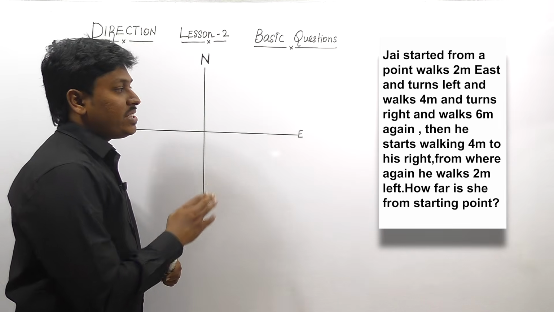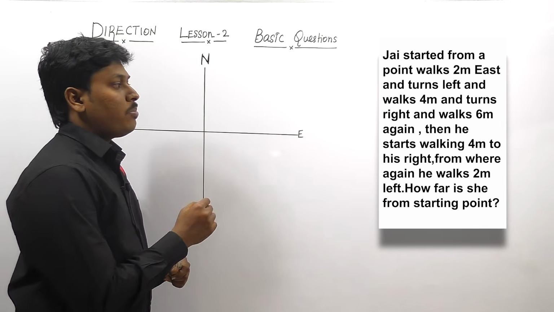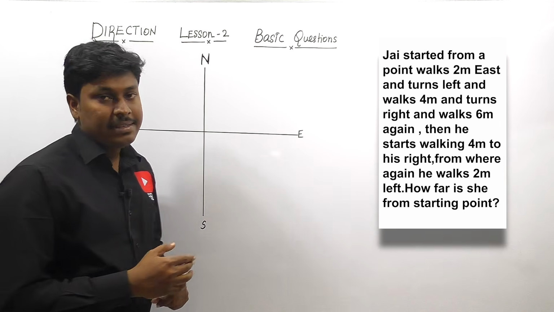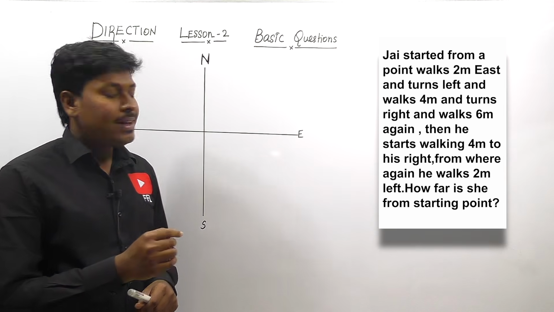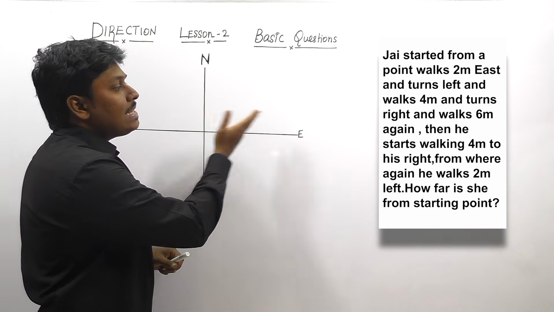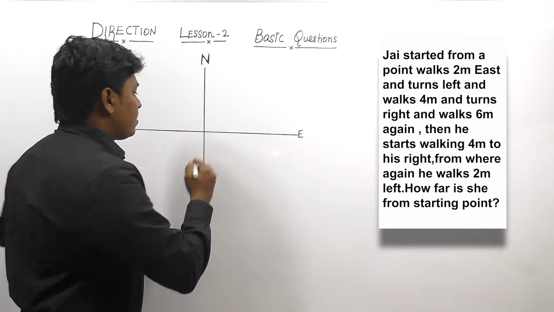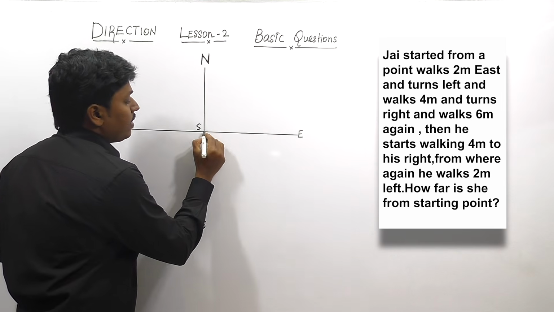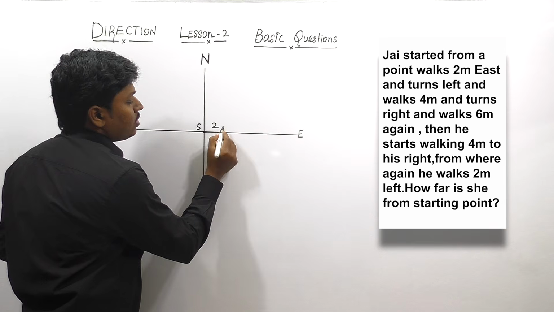Let me move on to question number 4. Jay started from a point, walks 2 meter towards east. So friends, there is a person Jay, starting from a starting point, and he is covering 2 meter towards east. So friends, let me take this as a starting point, and Jay is covering 2 meter towards east.